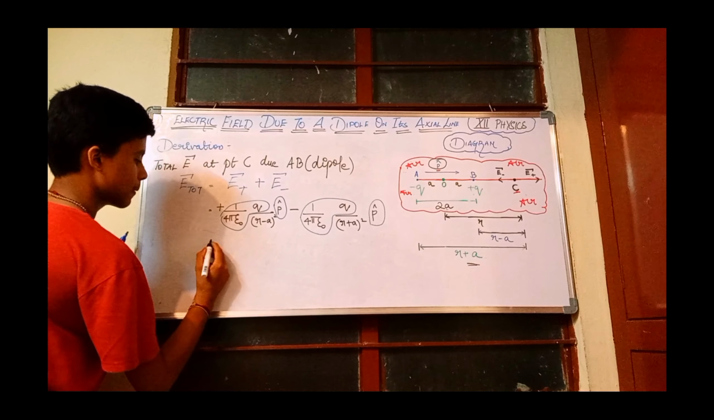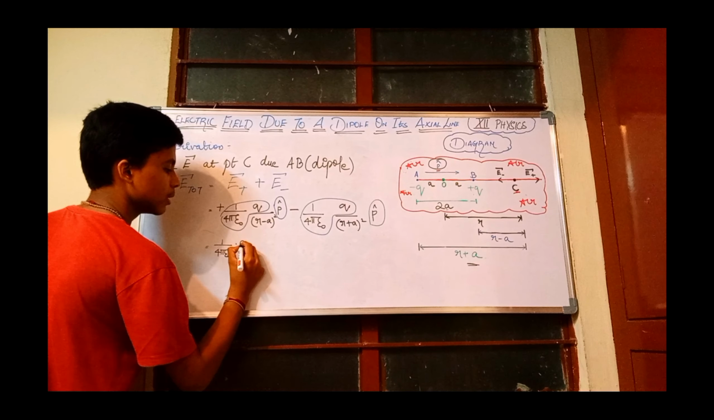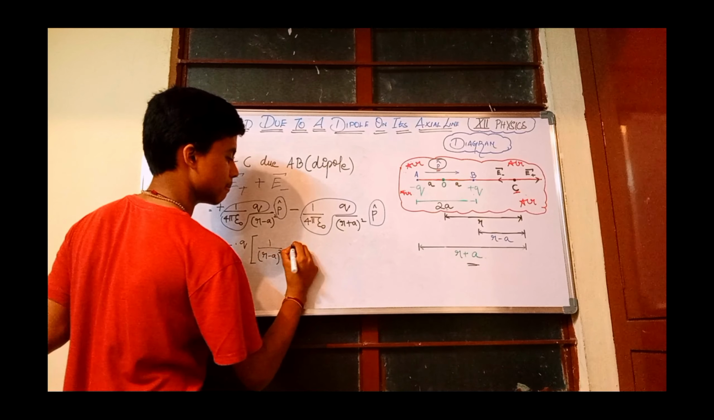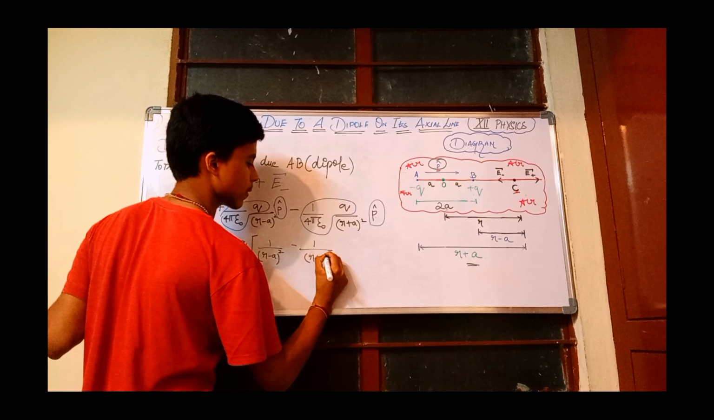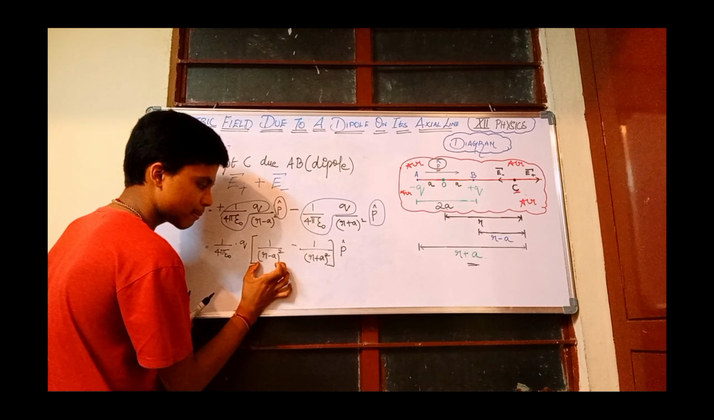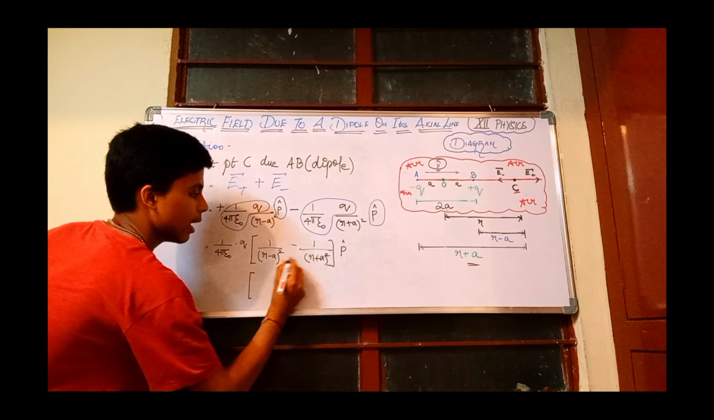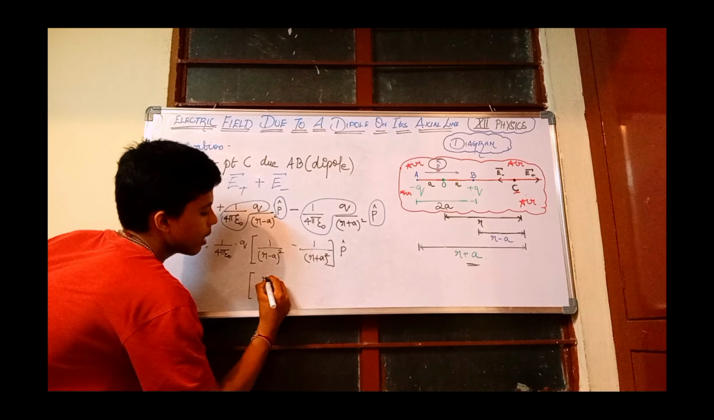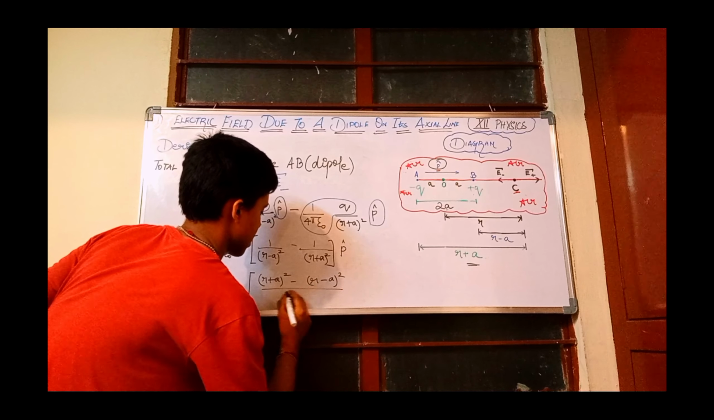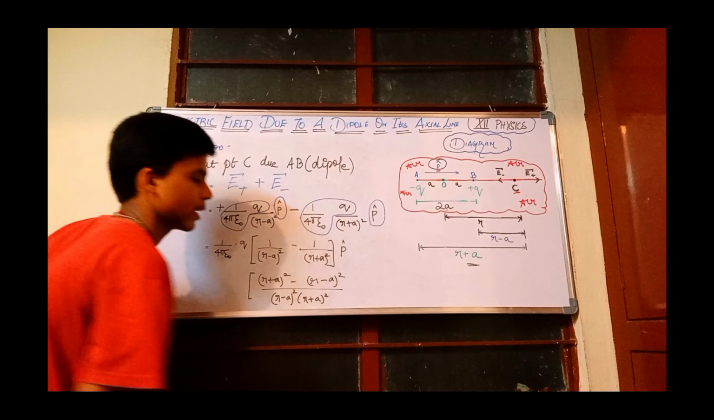So we get 1 by 4 pi epsilon naught into q times [1 by (r minus a) the whole square minus 1 by (r plus a) the whole square] into p cap. Now this is in the form of (r minus a) the whole square and (r plus a) the whole square. Just take the LCM, which is cross multiply: (r plus a) the whole square minus (r minus a) the whole square, by (r minus a) the whole square into (r plus a) the whole square.